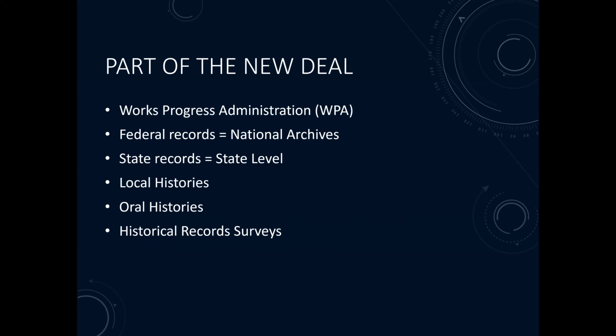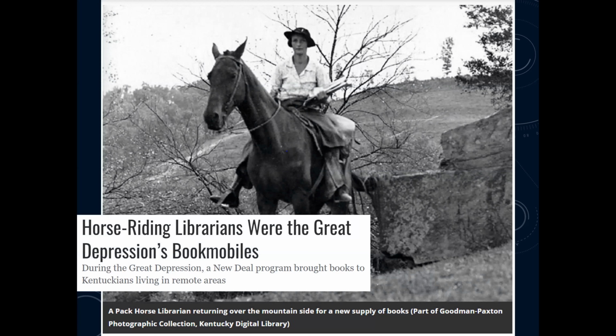So there were also local histories, oral histories, and historical record surveys. One of the things that's kind of interesting that the WPA had was the Pack Horse Library Initiative, which rode horses deep into Appalachia in Kentucky, and it was implemented by the WPA to distribute books over 10,000 square miles of backwards area to these Appalachian families. This area in Kentucky didn't have much electricity. They didn't have highways. They were living in Appalachia. So electricity was lacking, education, food, but books were also lacking.